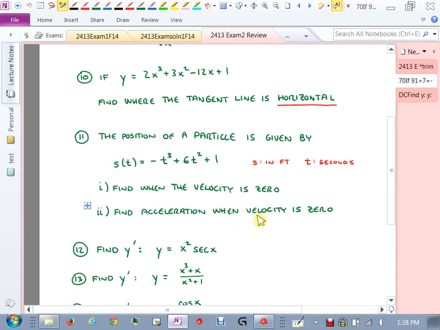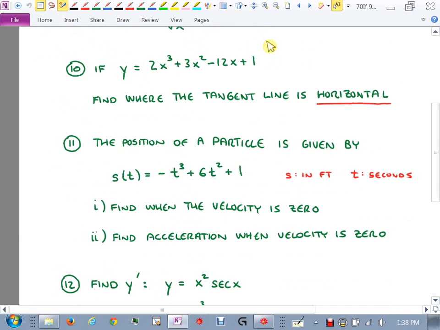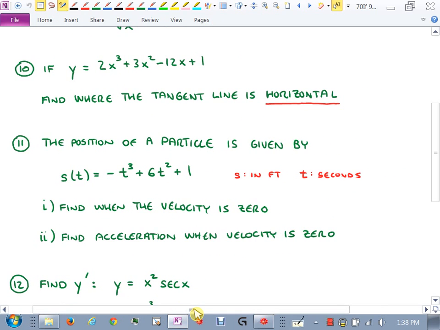It says the position of a particle is given by s of t equals negative t cubed plus 6t squared plus 1. This says s is in feet and t is in seconds. Sorry, I know that's kind of hard to understand. But your measurement of the position is in feet, and the measurement of time in this problem is in seconds. So it says find when the velocity is 0. So how is the velocity related to its position? It's the derivative. So this first question is asking, when is the derivative 0?